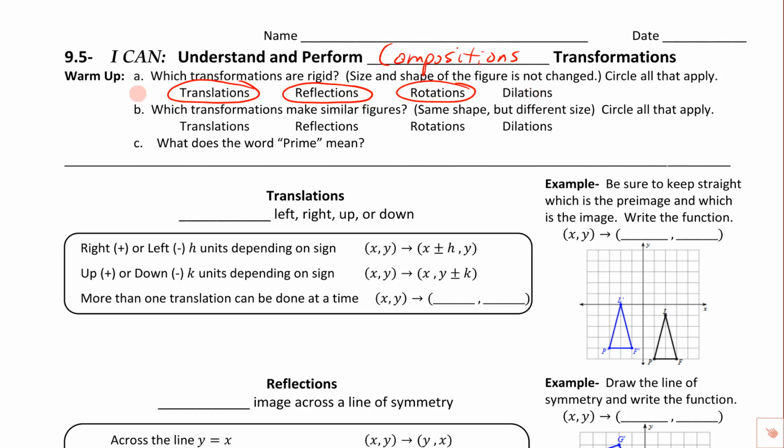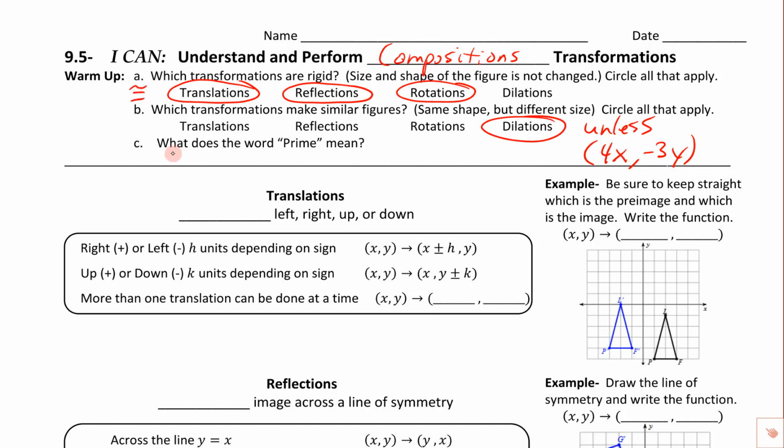Translations, reflections, and rotations, those actually create congruent figures. And then it says which transformations make similar figures. Well, these all make congruent figures, so we probably wouldn't include those. But dilations, those make similar figures unless, so let's go ahead and write unless we did something weird like this. So let's say the new xy point was 4 times x and then negative 3 times y. If it was something weird like that, we're doing some crazy stuff with that. That's not going to be stretched the same amount in each direction.